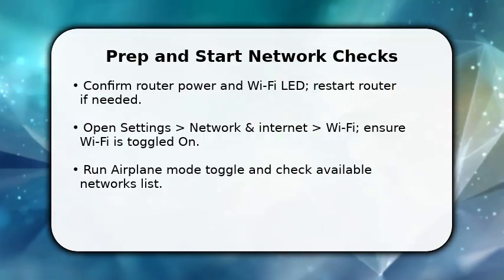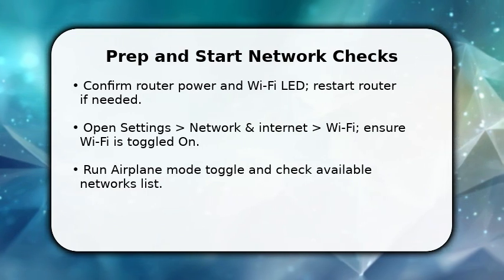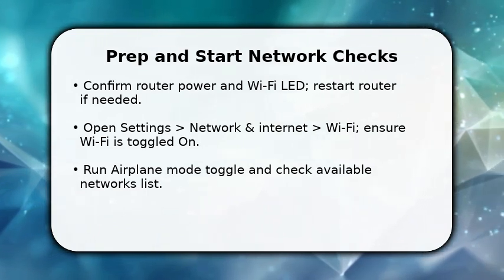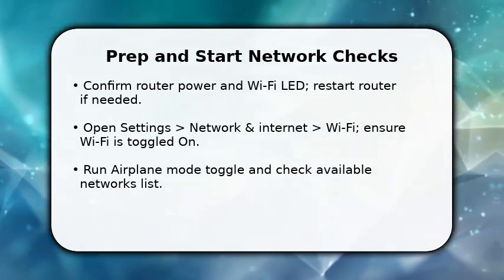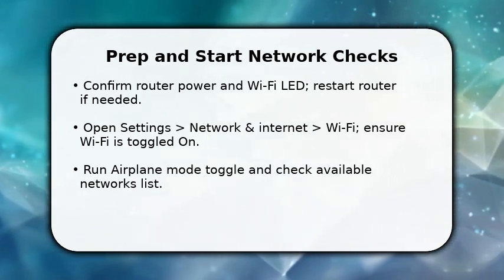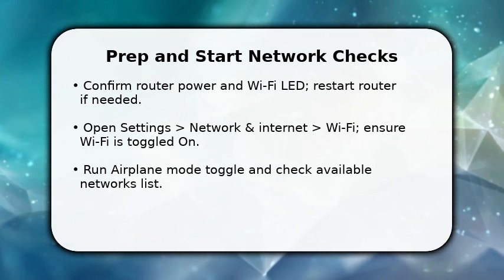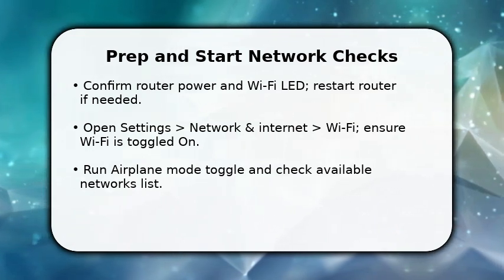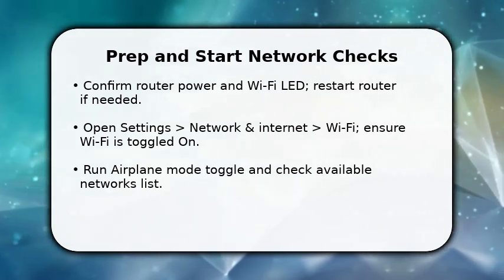You start by confirming basics so you can focus on fixes that matter. Check the router power and Wi-Fi LED, then restart the router if it looks offline. Next, open Settings, go to Network and Internet, and make sure Wi-Fi is toggled on. This reinitializes the adapter in Windows.